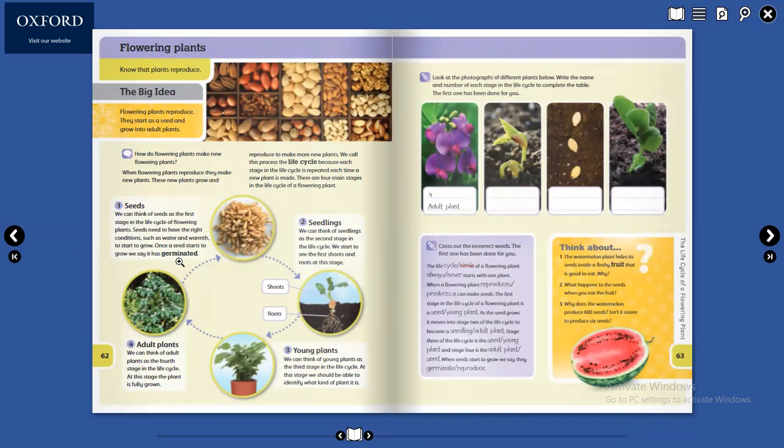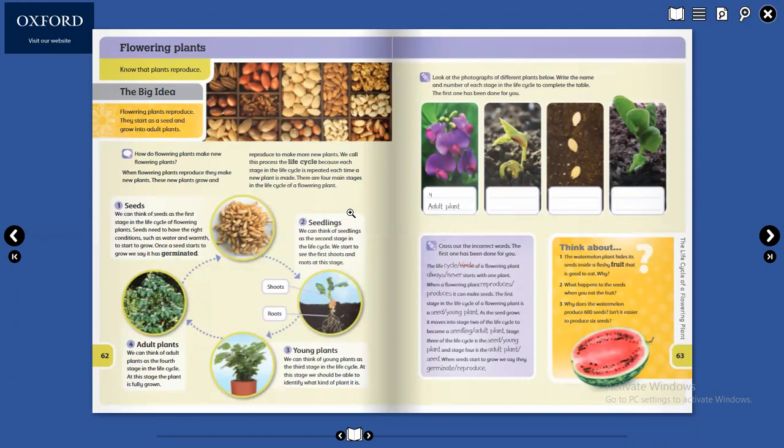Germinated. In the word cloud you read some words, and now we will use them. Germination, we read this word, and this is called germination when a seed starts to grow a little. Okay. So stage number one is seeds.